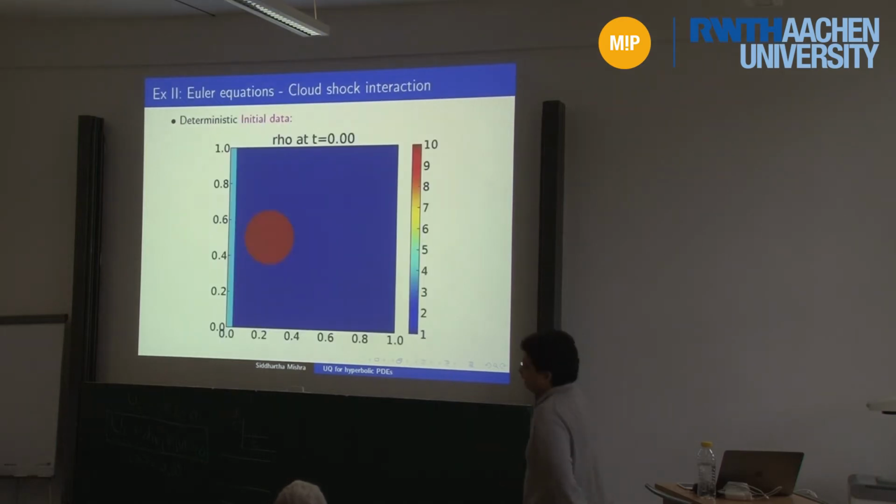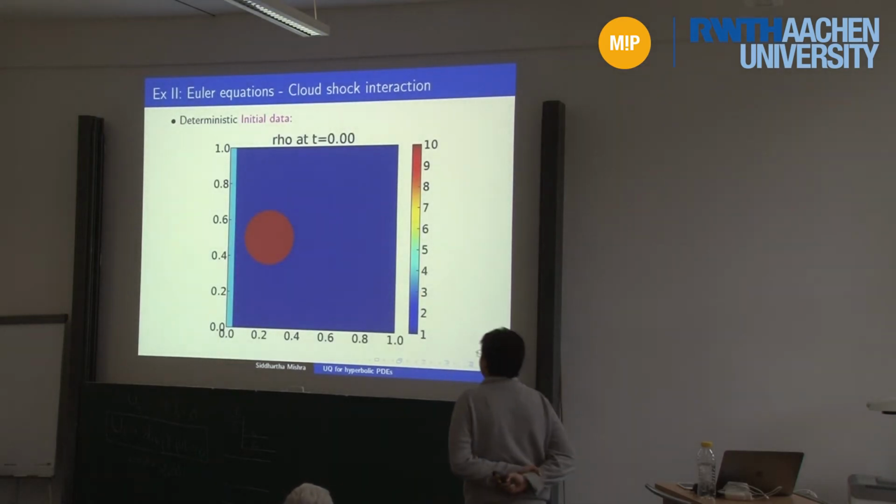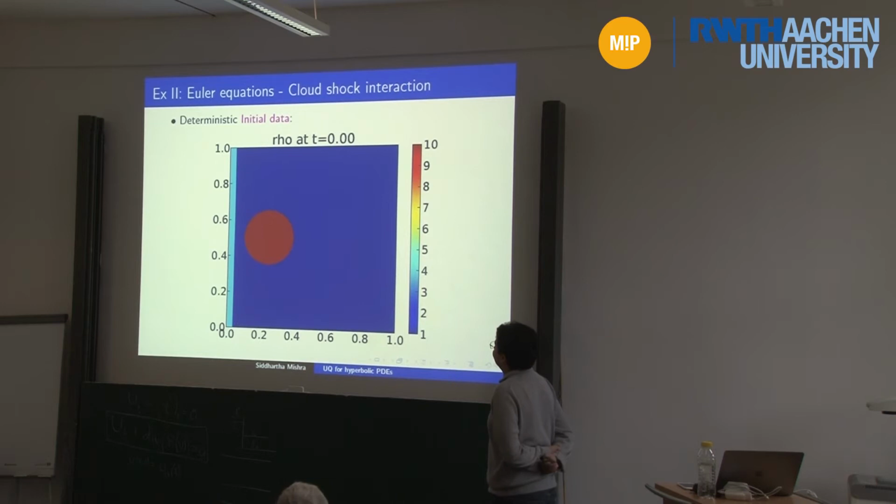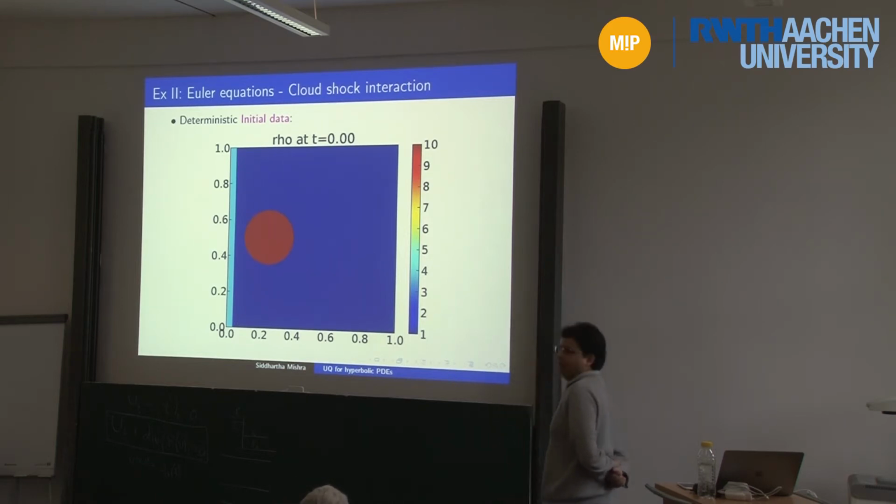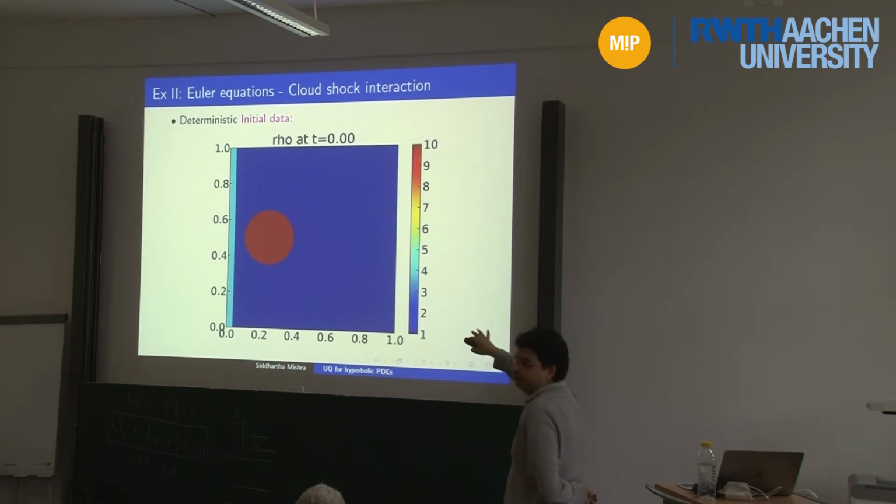Here's another example which is very common. This is difficult to do experimentally, but it's a very common test case. It is the interaction between a bubble and a shock wave. For instance, it's very common in astrophysics. So you have a high density bubble here and you have a shock wave here. So this is in the density, and this shock wave is supposed to hit the high density bubble and create a lot of interesting dynamics.